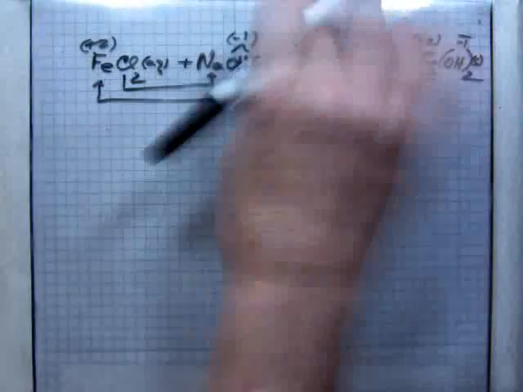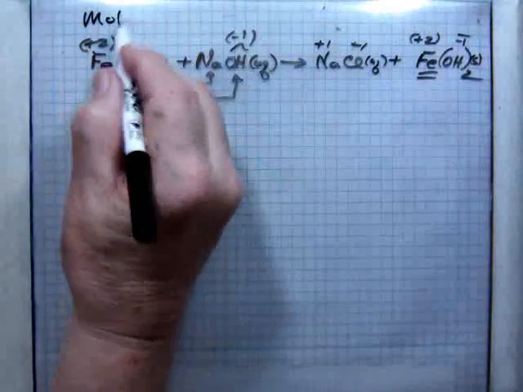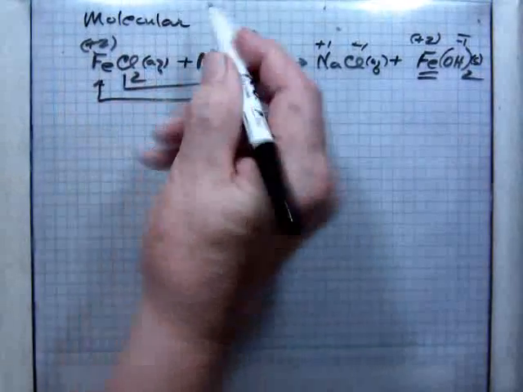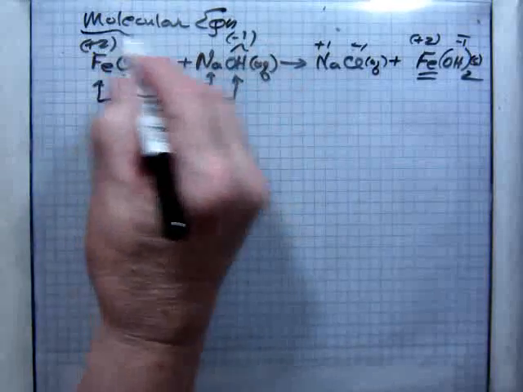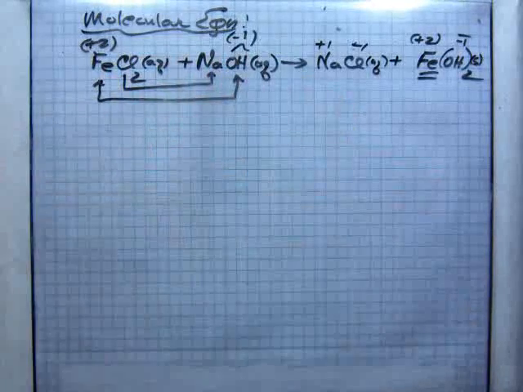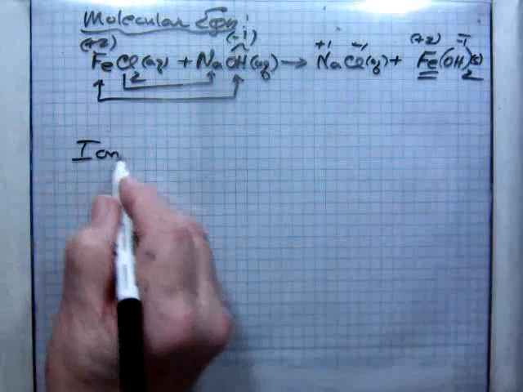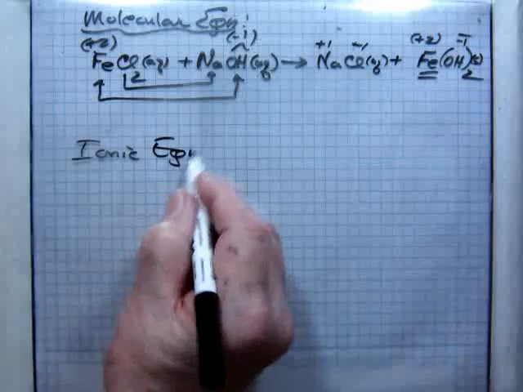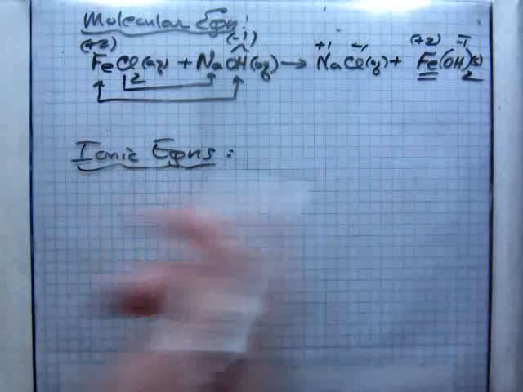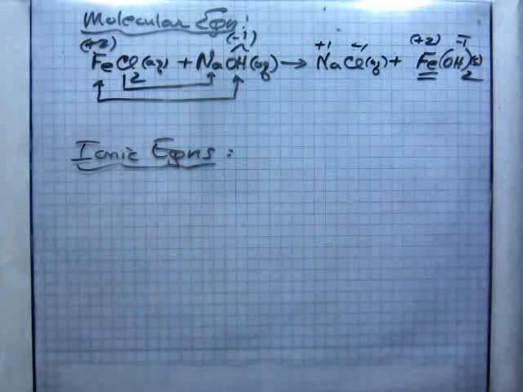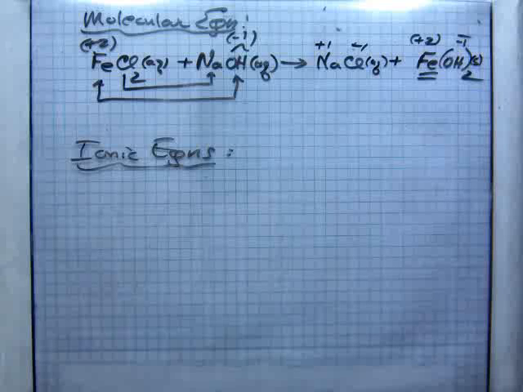Make some room up here. Now, it's frequently needed in the ionic form. Ionic equations. In writing these ionic equations, everything is written in ionic form except weak electrolytes and driving forces.